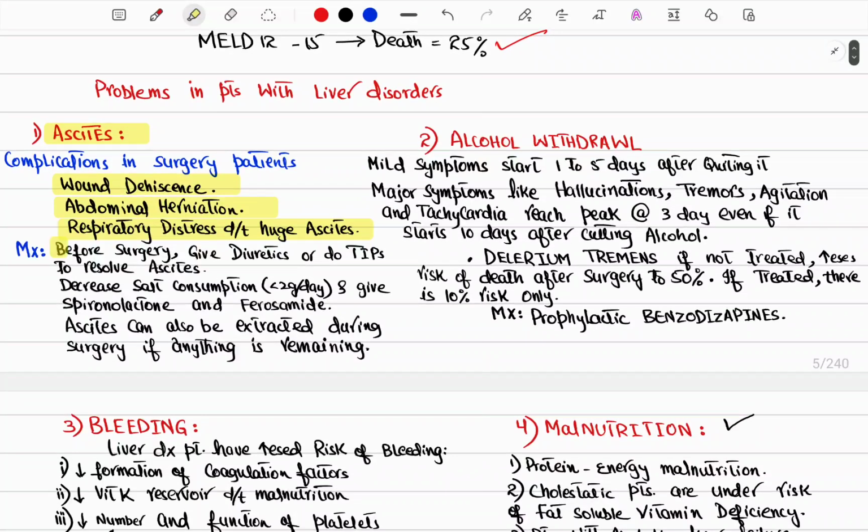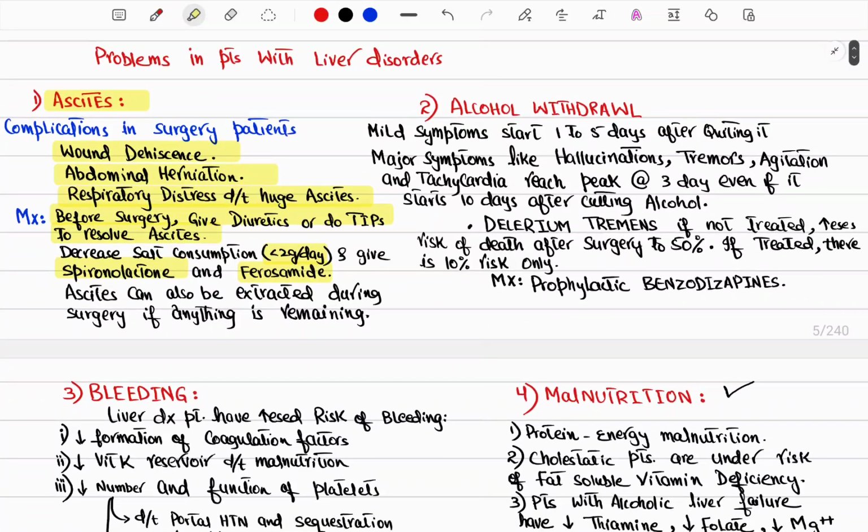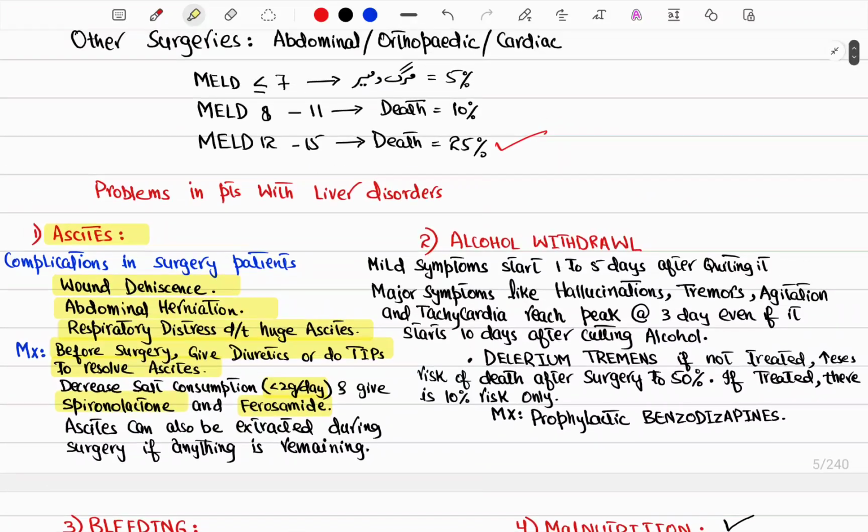So that's why before surgery it should be managed: diuretics should be given, or TIPS should be performed. TIPS is a procedure which is performed to resolve these ascites. Decreased salt consumption, less than 2 grams per day, should be prescribed, and spironolactone and furosemide should be given to the patients. These are the diuretics. Ascitic fluid can also be extracted during surgery if any is remaining in a patient who had ascites.